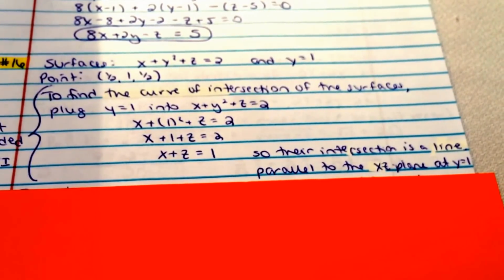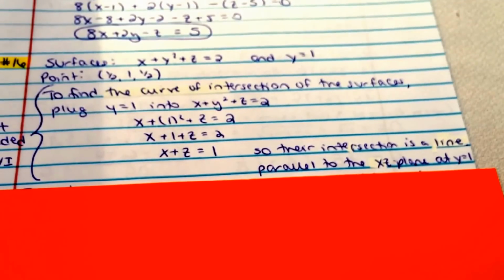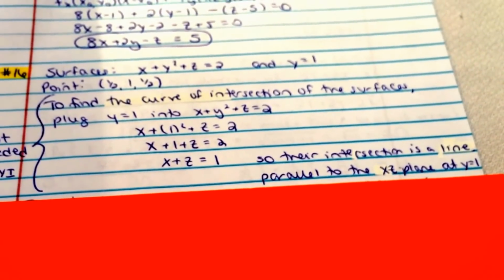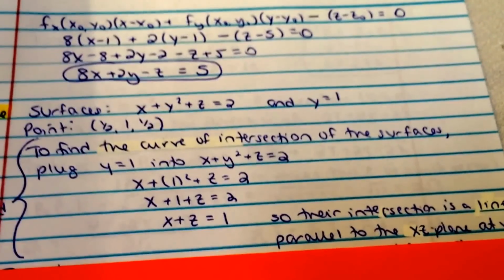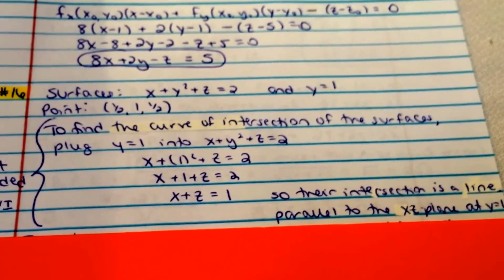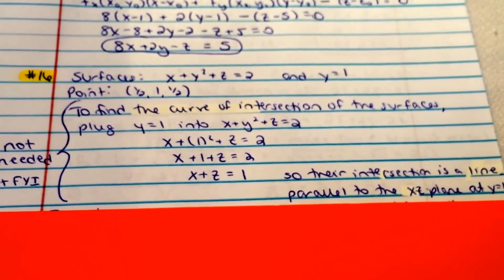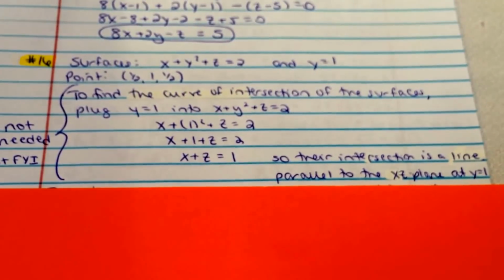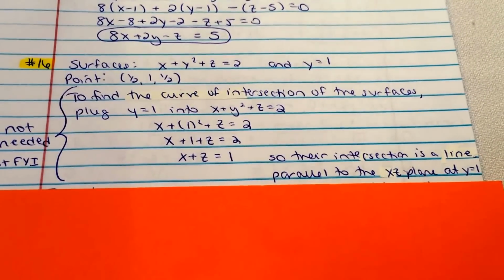Oh, sorry, I forgot to tell you. This is number 16. I guess that's pretty obvious because there's a 16 out there, but this is number 16. And again, this part of it is not needed, just if you're curious. This one would intersect in a line.